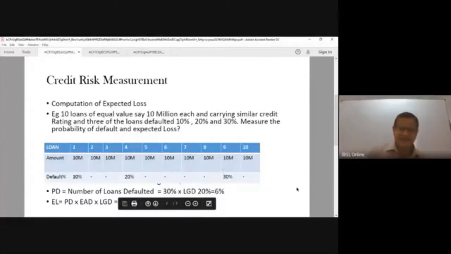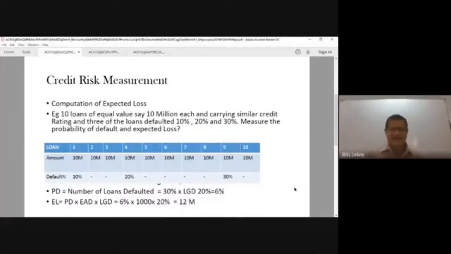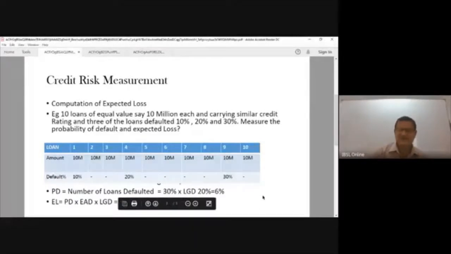PD is 6%. The LGD is, instead of 1,000, it is 100. If you have a calculator, you can start calculating. I will also get it. 100 into 6% into 20% will give 1.2 million is your overall loss on these 3 loans when they default.